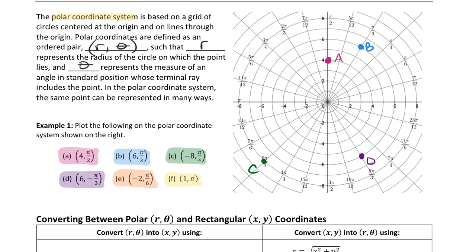Okay. If we're trying these, the orange one, point E, said to start at negative 2 and move from there pi over 6 units. So it should be here. That's E. How did we do? For the last one, if I was wanting to do 1 comma pi, I go to radius 1 and I travel pi units around. So 1 comma pi would be right here. That's F.